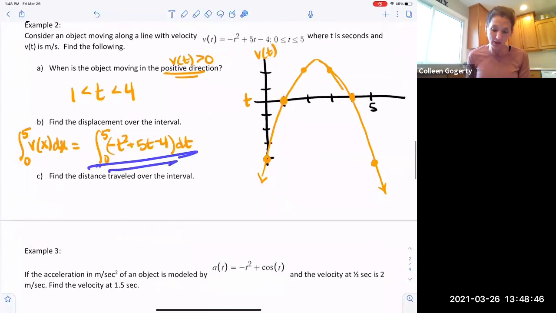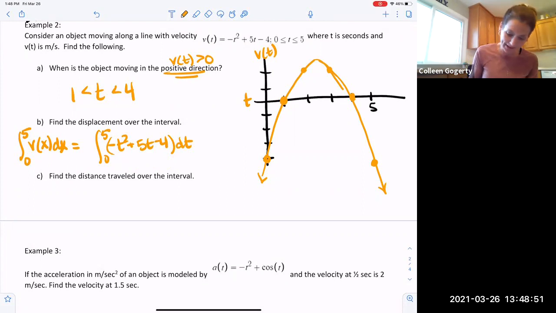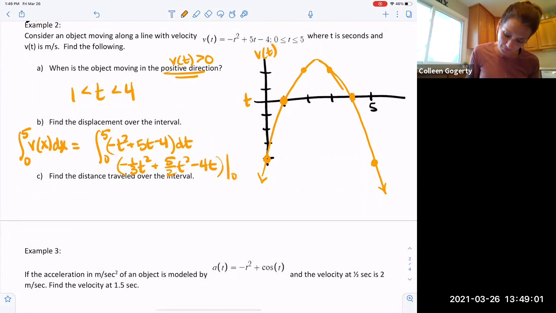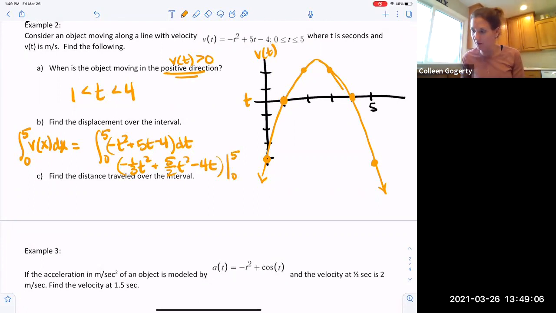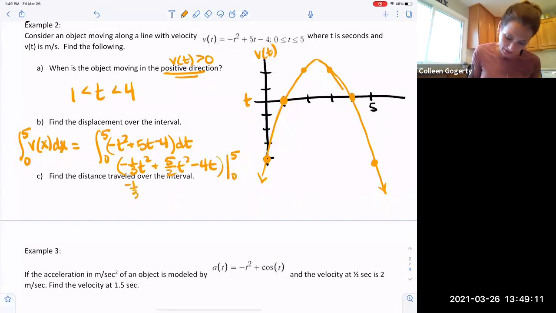So we could grab a calculator for timing, but let's do one of these. And as I said just before, let's just keep practicing. Plus 5/2 t squared minus 4t. And we need to evaluate that from 0 to 5. If I evaluate that from 0 to 5, I'm still going to definitely want a calculator. I have -1/3 times 25. Nope, that was a cubed. That was almost bad. So times 125. Let me fix that and make that a little better.